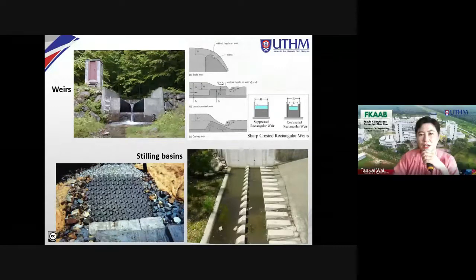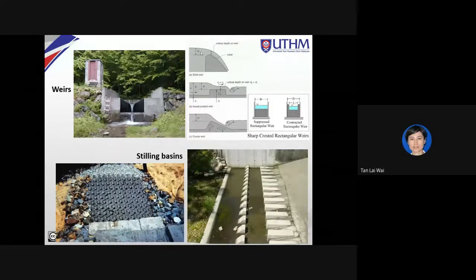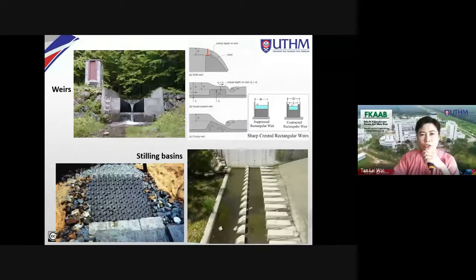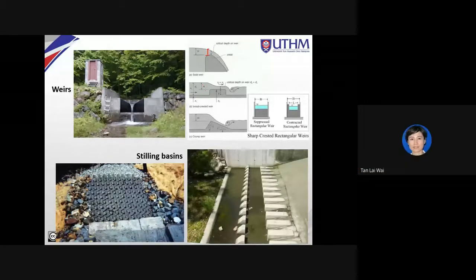So this is H, the thickness. If you look at this, H is actually the height of water measured from the crest of the weir to the top surface. So if you look here, this is H, which is measured from the top of the crest, the top of the weir, to the water surface.